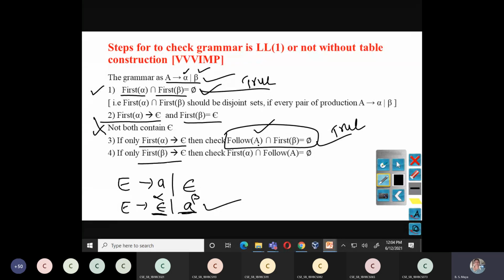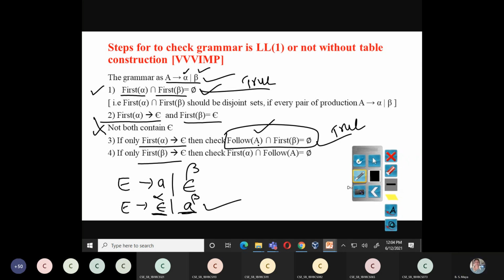If first of beta has epsilon, see this is beta. Beta has epsilon, then I have to apply the rule: first of alpha intersection of follow of A is equal to null. You can go with any one of these. First of alpha intersection of follow of A is equal to null. This condition is also true. See, all the conditions are true, then you can say the given grammar is LL1.